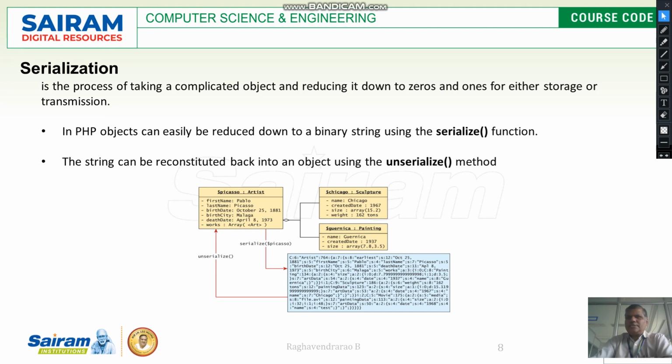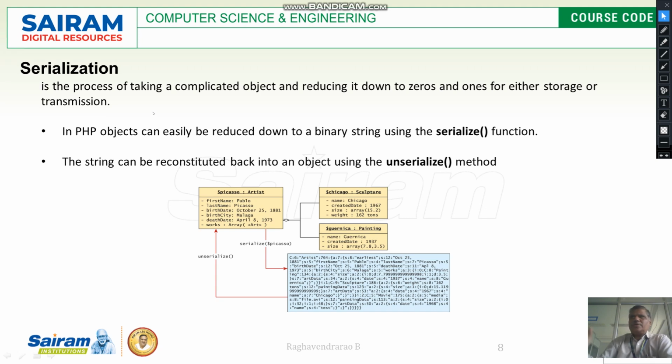Next is serialization. This is one of the important concepts here. Serialization is the process of taking a complicated object and reducing it down to zeros and ones. We can say that it is safe data, okay? Because the complicated object is reduced to zeros and ones, it is in the form of binary data that is stored either in storage or for transmission.